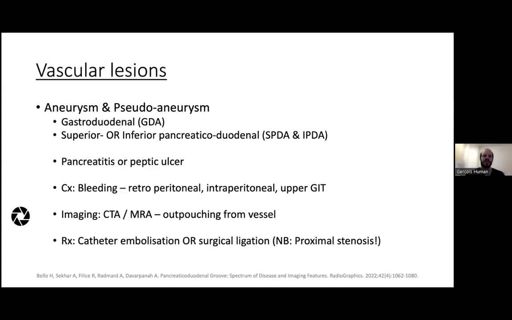One will either see massive upper GI bleed or melena, and that would make one think that they are rupturing or busy rupturing. On imaging, they will show an outpouching of a vessel, and the treatment, as shown, is often with catheter embolization, or one can even consider surgical ligation. And due to the rich collateral pathways between the celiac and the SMA, vascular reconstruction is not necessary, unless one should just be aware of proximal stenosis.